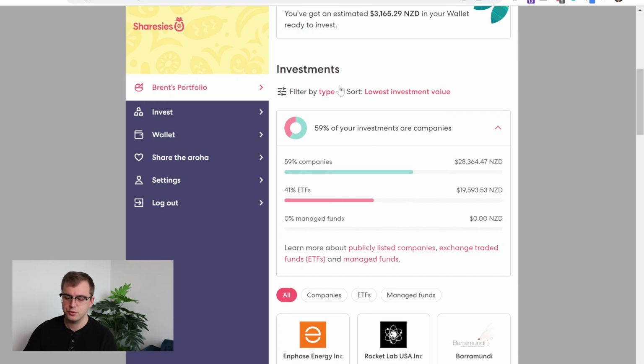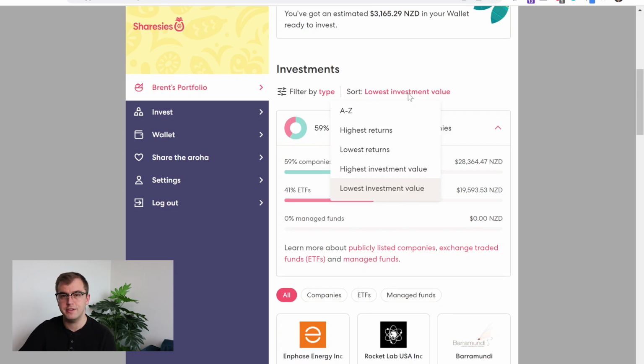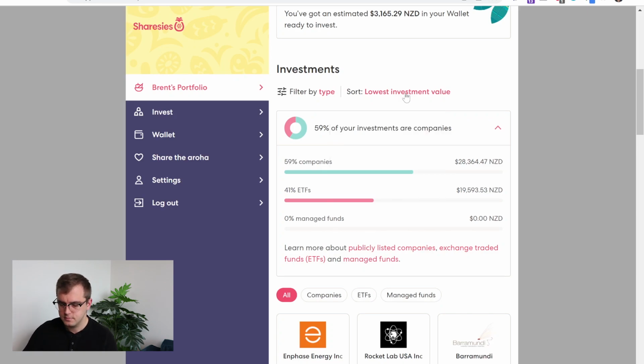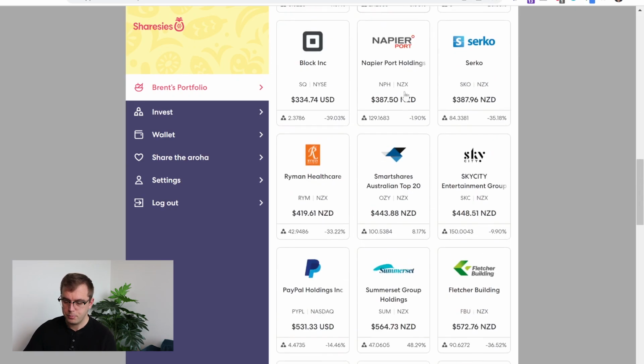The other option we have is sorting, and we can do this by alphabetical order. We can do this also by our returns, highest or lowest, and we can do it by investment value, or the amount that we have in our portfolio, highest to lowest. So that summarizes everything that we can do in our portfolio page.